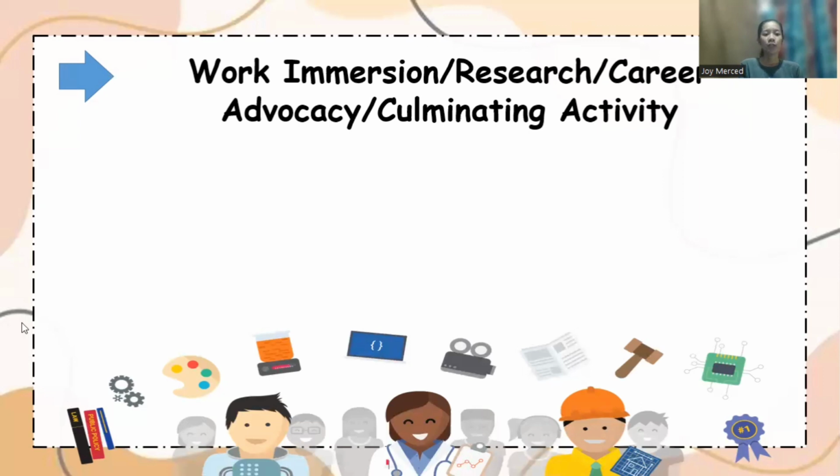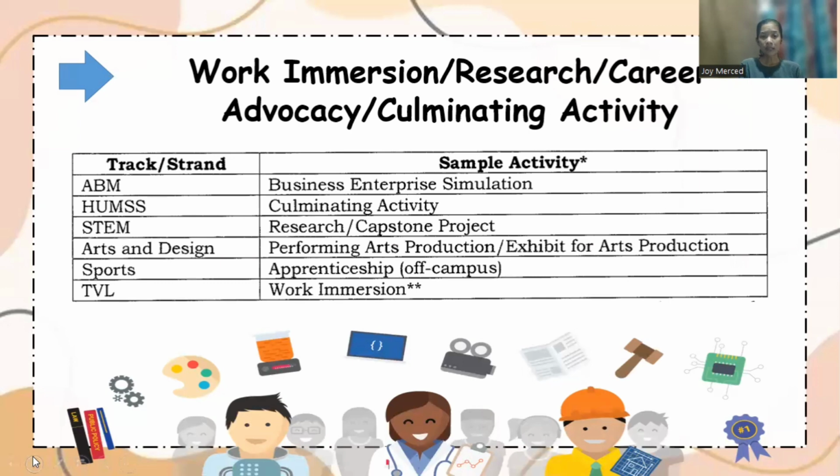So for example, in the table that was shown on the screen, as you can see, for ABM, the activity given to them for the 80-hour subject is the business enterprise simulation. For HUMSS, it can be the culminating activity. For STEM, there can be a research or a project. For arts and design, they can have a performing arts production or an exhibit for arts production. For sports, they can have an apprenticeship. And for the TVL track, they can have a work immersion. It can be off-campus.